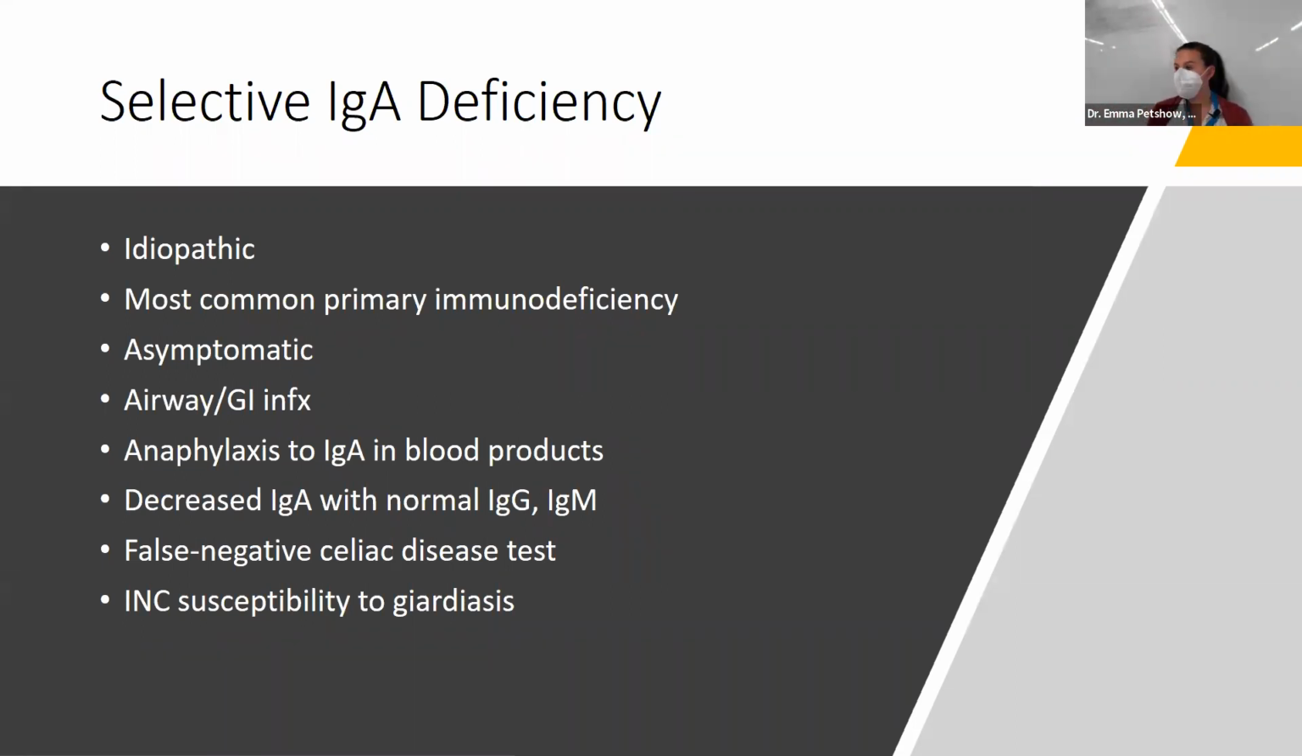This can give false negatives to celiac disease. That's where we tend to see it occur the most, at least clinically, because it's not necessarily super common. So if someone had a low level of IgA or an IgA deficiency, we could see false negative celiac disease. You can see increased susceptibility to any infection of the gut, but specifically Giardia, because it likes to bind into our mucous membranes.